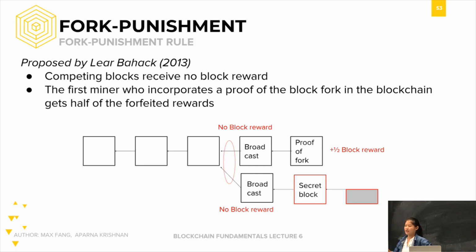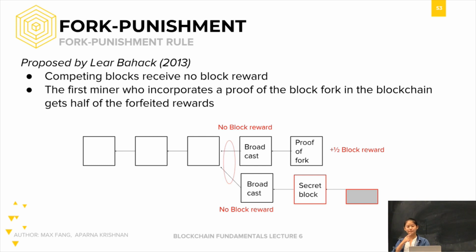And so if I'm a miner and somebody else has published their secret chain, because it just worked out like that, they finally published their secret chain. If I'm the first miner to show that there was a fork and I include that into my block, then I get half the block reward, and it's not necessarily the selfish miner. Does that make sense?